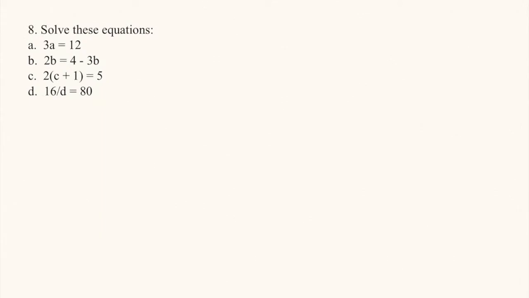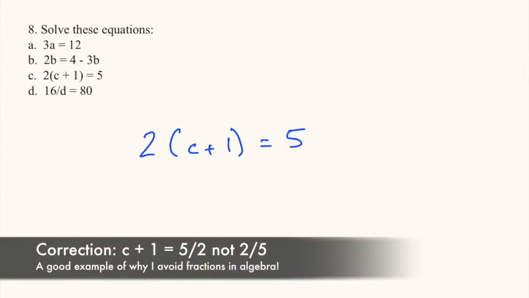Part C. 2 bracket c plus 1 equals 5. There's a couple of ways of solving this. We could either divide by 2 on both sides, which would leave c plus 1 equals 5 over 2. I tend to try and avoid fractions until the last possible line.